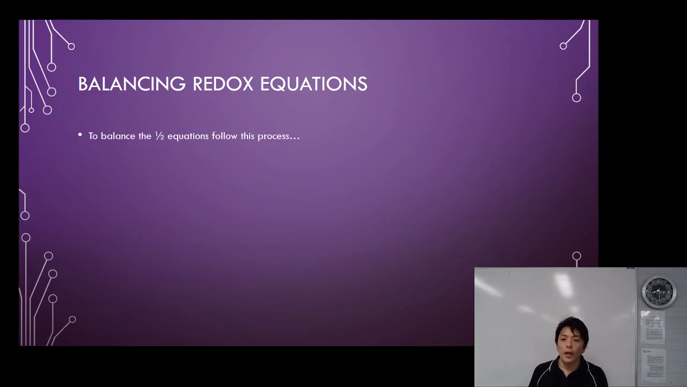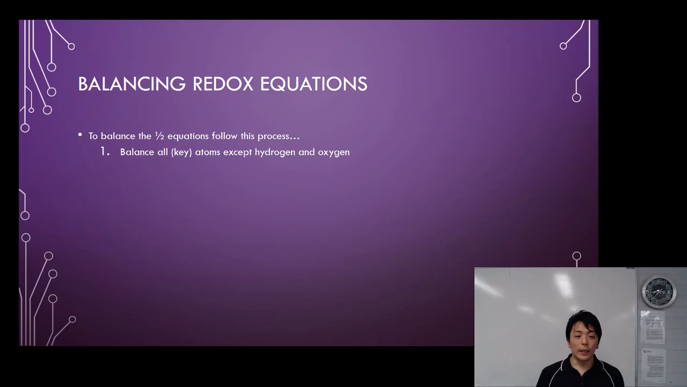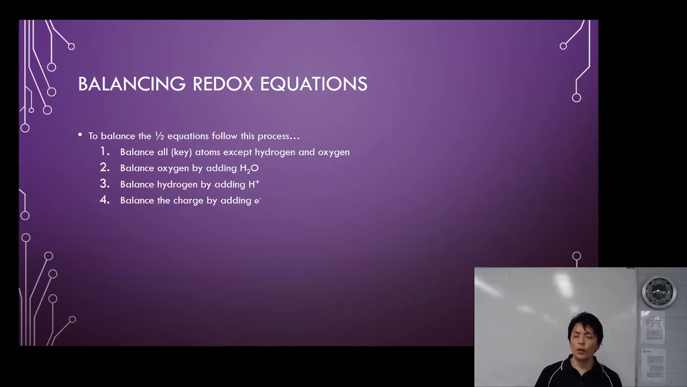To balance a half equation, there is a process that you can use. Firstly, balance the key atom, except for hydrogen and oxygen. So if you're using, say, manganese, you would have to look at manganese and balance the number of atoms involved on both sides. Secondly, balance the oxygen by adding water to the side that is lacking oxygen. Thirdly, balance hydrogen atoms by adding H+, hydrogen ions, to the side that's missing some hydrogen. And finally, balance the charge by adding electrons.